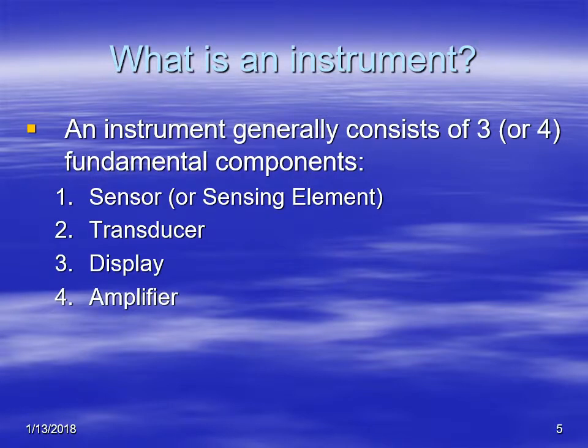So what exactly is an instrument made of? There are different parts of an instrument. So we're going to go through the three or sometimes four fundamental components of an instrument. And those are the sensor, the transducer, the display, and perhaps an instrument may have an amplifier.